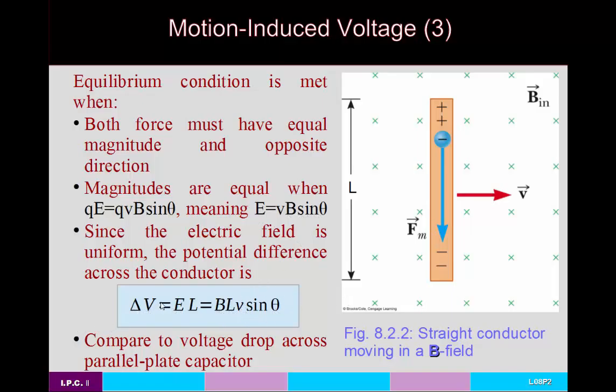So the voltage drop that you get for a motion-induced voltage between the two edges of this conductor that's moving in a magnetic field is given by the strength of the magnetic field times the distance between the two edges times the speed at which this conductor is moving through the magnetic field times the sine of theta, which is the angle between the velocity vector and the magnetic field vector.